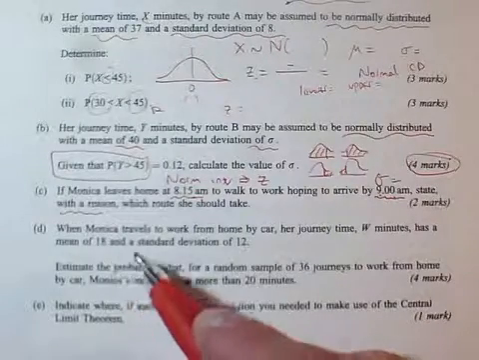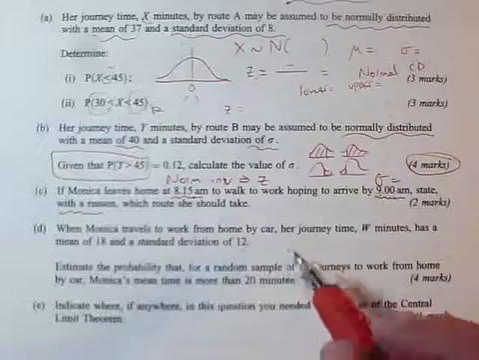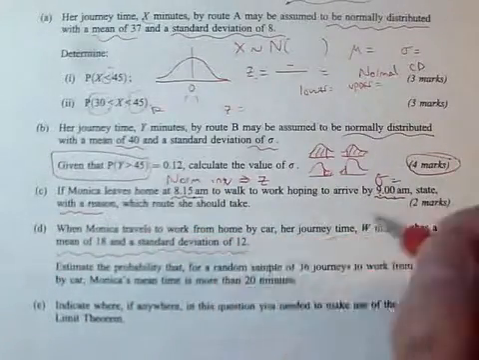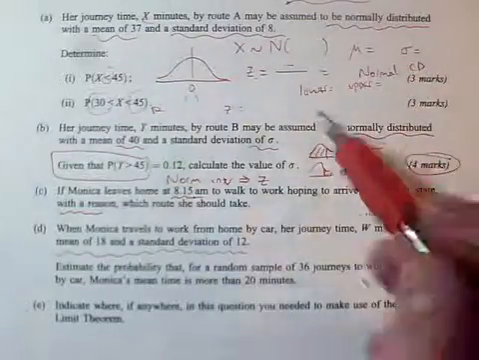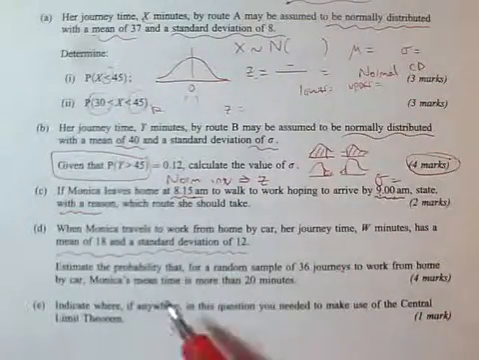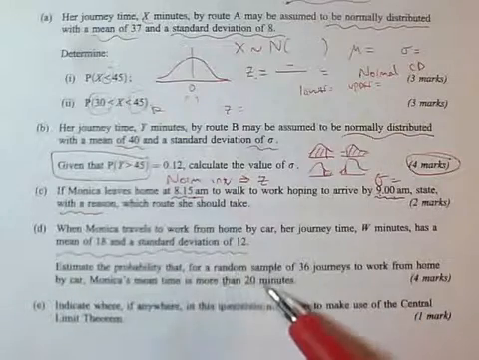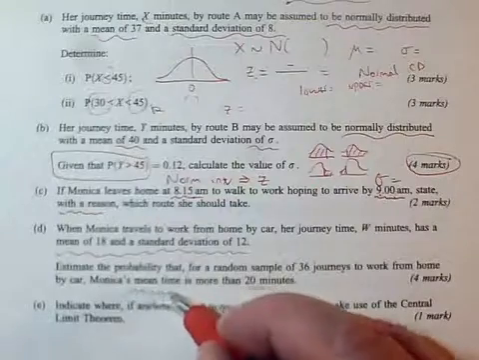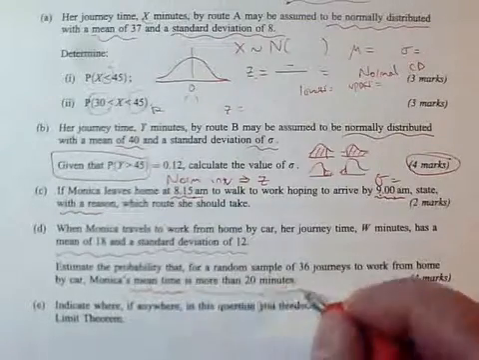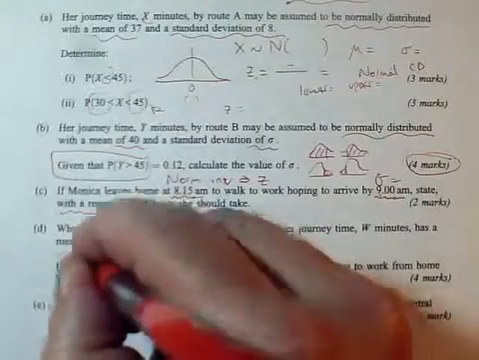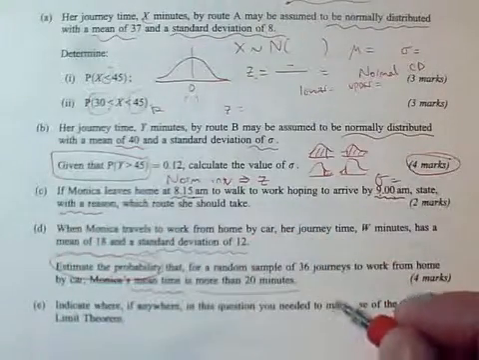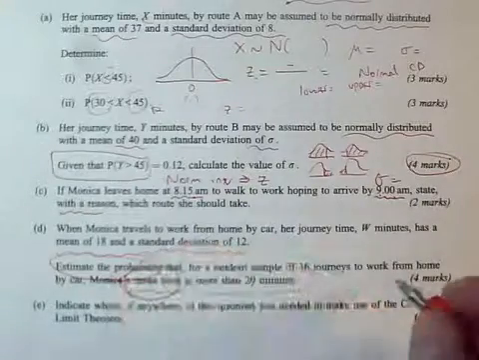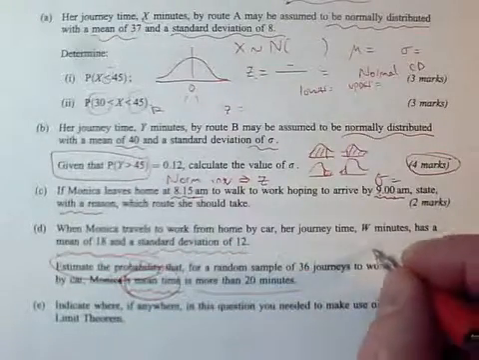Then in part D, now she's travelling from home to work by car, and we've got a mean of 18 and a standard deviation of 12. Unlike the previous cases, they're carefully not telling us the distribution it is. We're going to be estimating the probability for a random sample of 36 journeys that her mean time is more than 20 minutes. So we're finding a probability. Although this isn't normal, we're working out a probability of a mean. So we're going to be using an X-bar distribution.